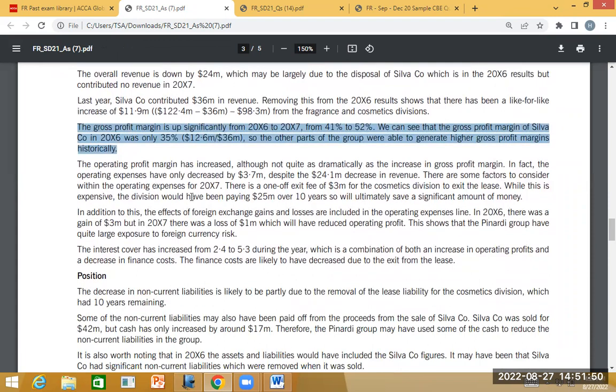The operating profit margin has increased, although not quite as dramatically as the increase in the gross profit margins. In fact, the operating expenses have decreased by 3.7 million, despite the 24.1 million decrease in the revenue. There were some factors to consider within the operating expenses for 2007. There is a one-off exit fee of 3 million for the cosmetic division to exit the lease. While this is expensive, the division would have been paying 25 million over the 10 years, so it will ultimately save a significant amount of money.